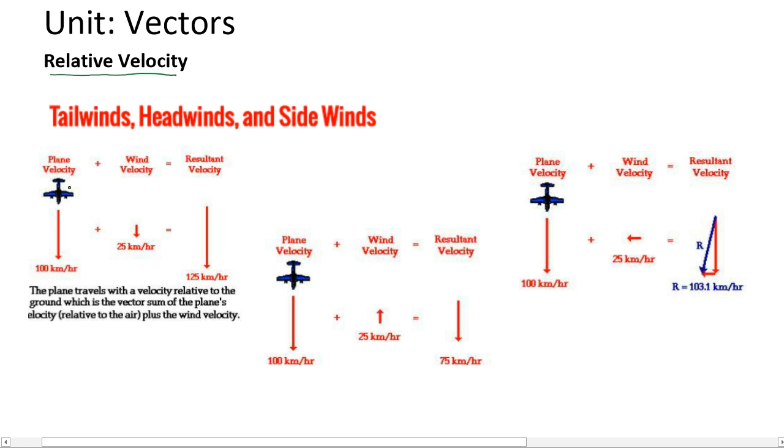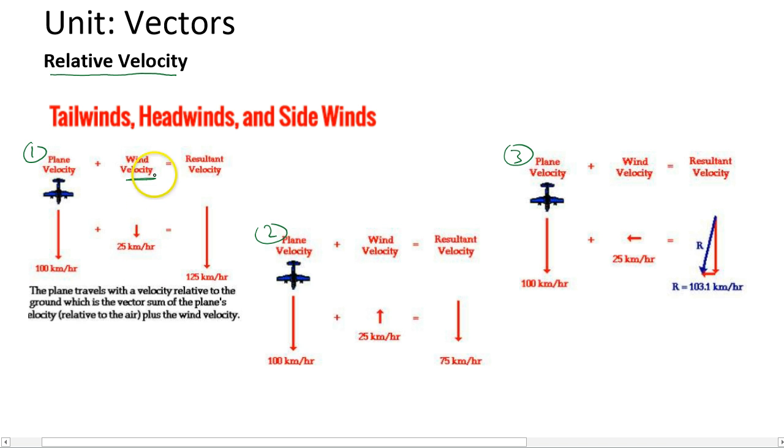If we take a look at these three examples, just so I can refer to them, I put them in different places on the page. In the first example, this plane is moving south at 100 kilometers per hour, and the wind is also blowing towards the south at 25 kilometers per hour. When we talk about wind velocity in English, we would call this a north wind because it comes from the north and blows towards the south.